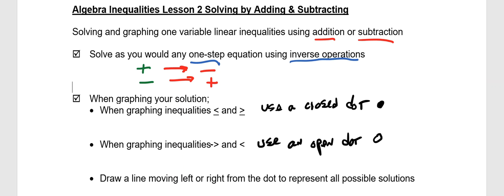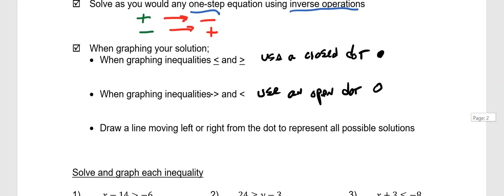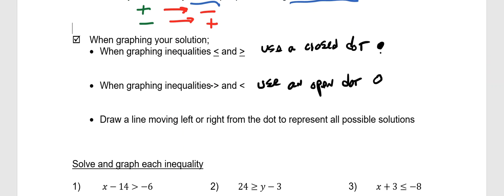Okay? So from there, once we establish our point, either our exact value or as close to that value as possible with an open or closed dot, then we just draw our ray, or I should say not draw a line, draw a ray, moving left or right to represent all our possible solutions.